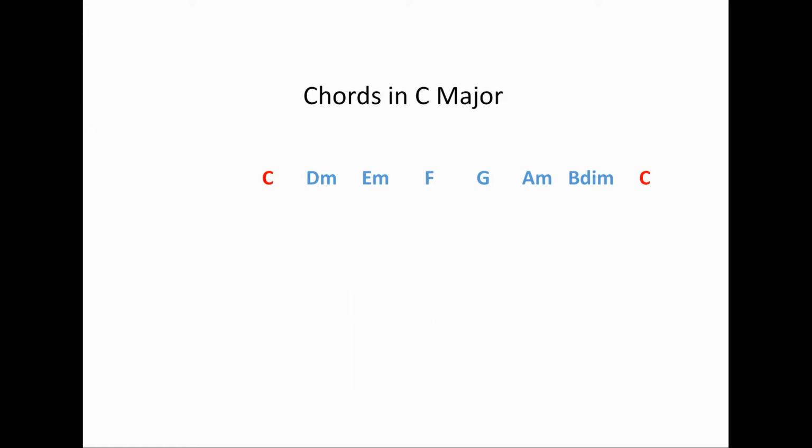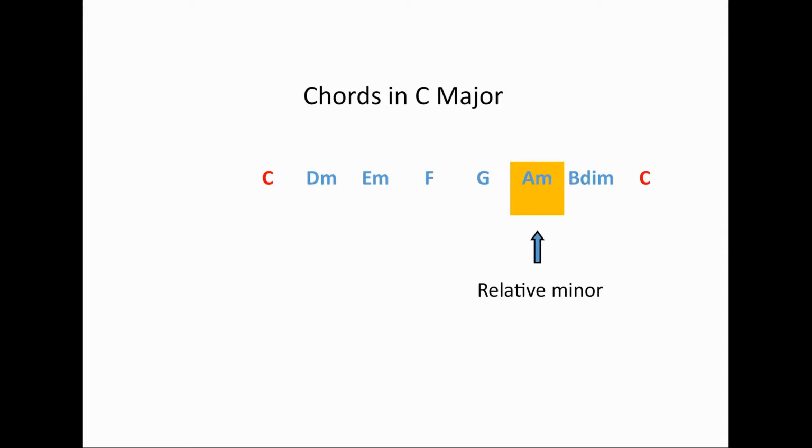It's worth mentioning at this stage that if we count up to the 6th note of the C major scale, we will find A minor. A minor is what we call the relative minor. Now, every major scale, without exception, has a relative minor. And you will always find this chord, or this note, at the 6th position on the scale.